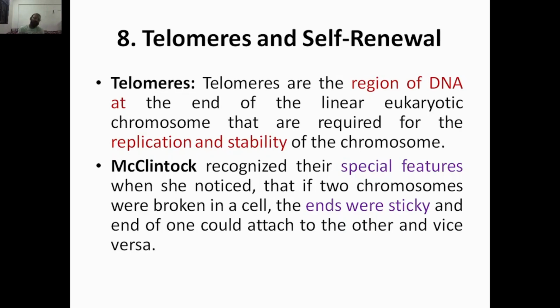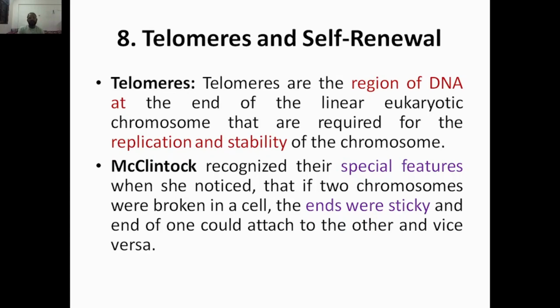So telomeres are the region of DNA at the end of the linear eukaryotic chromosome that are required for the replication and the stability of the chromosome. So in order to have chromosomal replication and stability, we should have telomeres. Understanding? So that's the definition of telomeres.